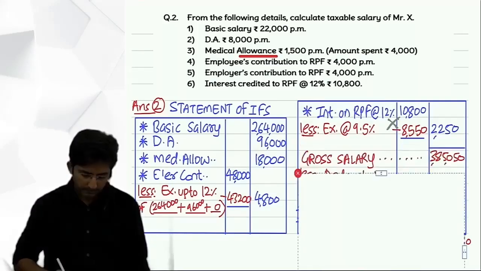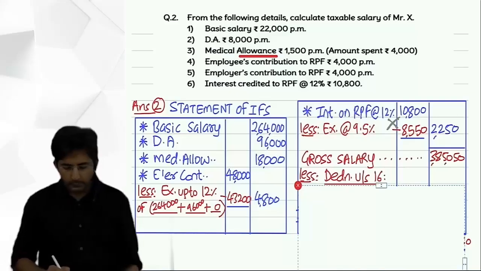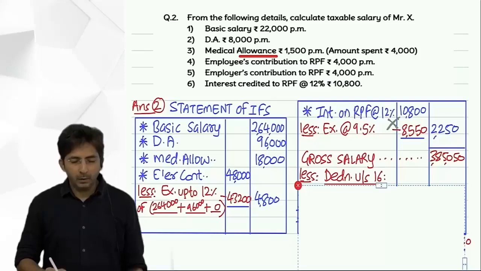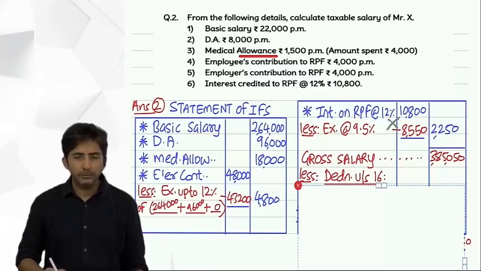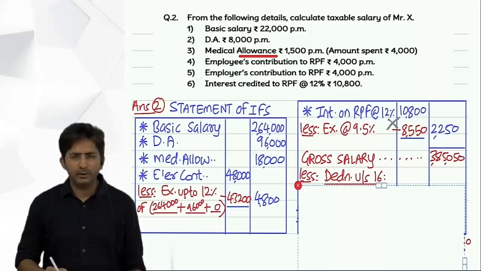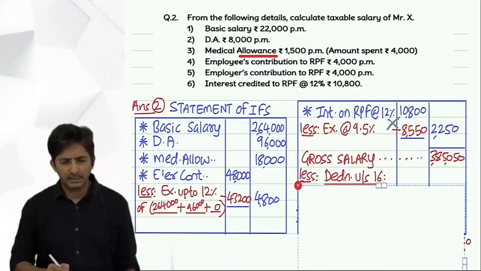Gross salary 385,050. And after this you have to always write 3 fixed items. Standard deduction, entertainment allowance, profession tax. Whether it is there or not, you have to write it as a format. Yes, standard deduction will always be there, 50,000. But for entertainment allowance and profession tax, even if it's not there in the question, just write it for the sake of formality, put a dash.